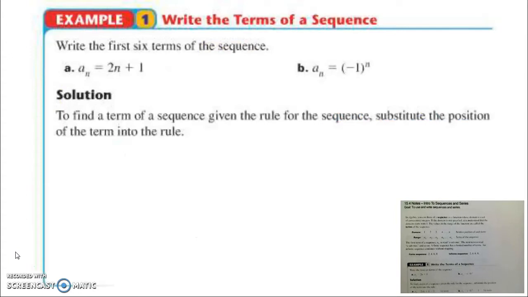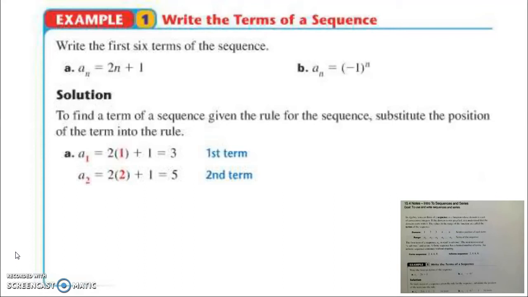So if we were to be asked to write down, for instance, a certain number of terms of a sequence, our first job would be to look at the rule. And again, very similar to a function. A sub n equals 2n plus 1. Well, we know that n is going to be our input value, and we're going to start with 1. So A sub 1 would be equal to 2 times 1 plus 1, and so our first term would be 3.